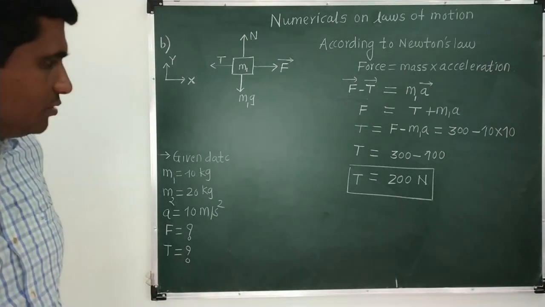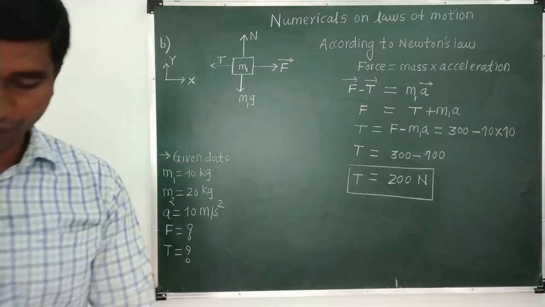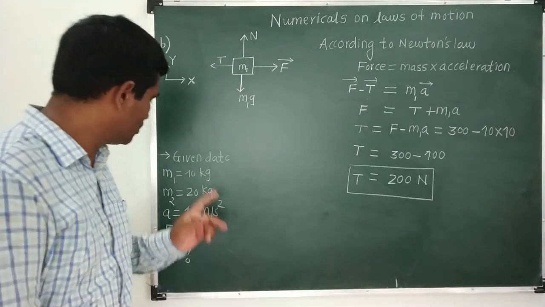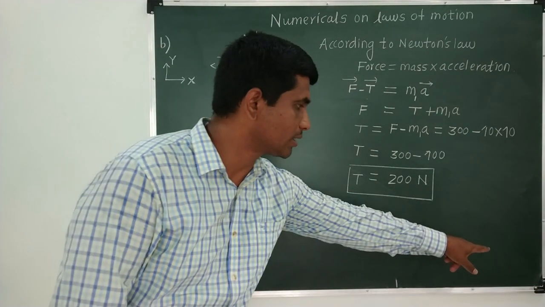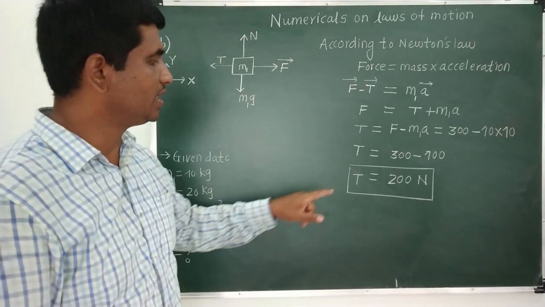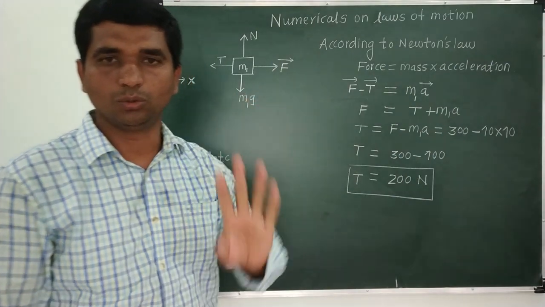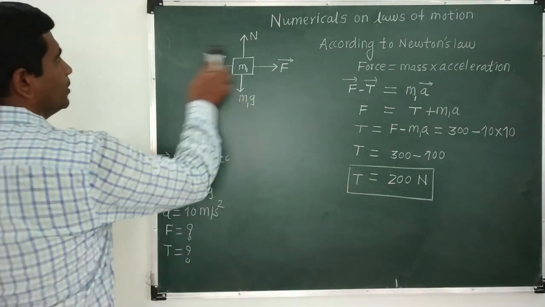Now you just have to simply write the two statements over here. The first thing you have to write is that the force acting on the block is 300 Newton, which we had calculated there, and the second statement is the tension in the string is 200 Newton. Now we will go to the next problem. Problem number 2.